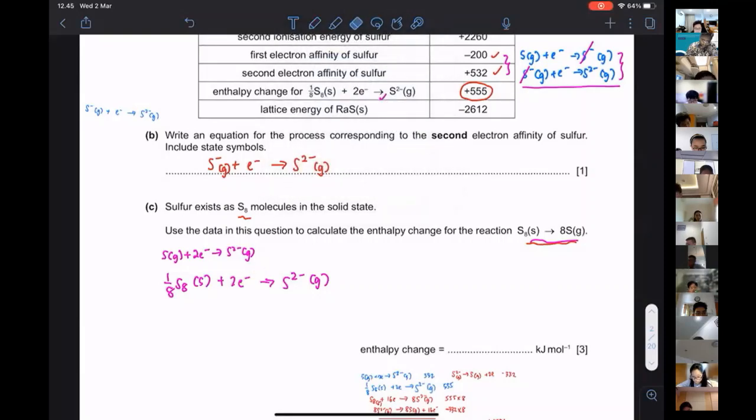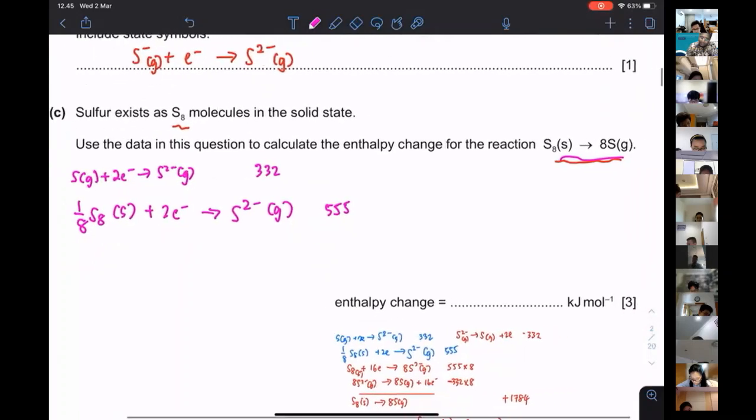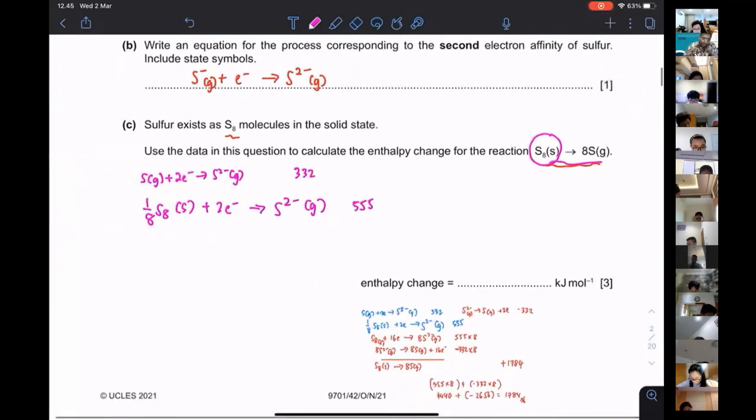Okay, 332, I put it here first. And this one is 555. So again, we need to be very specific about what we want to achieve over here. I want to have S8 solid on my left hand side. So it is on my left hand side, so it's still okay. But I want the 8S, sulfur in the form of gas, to exist on my right hand side.